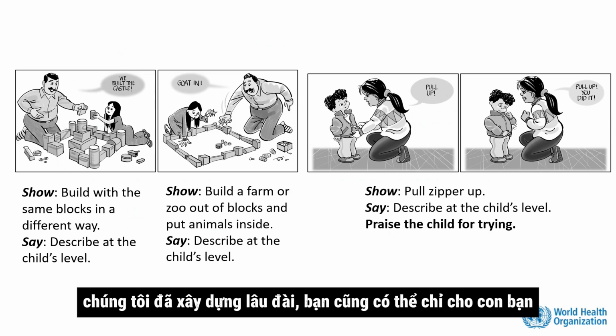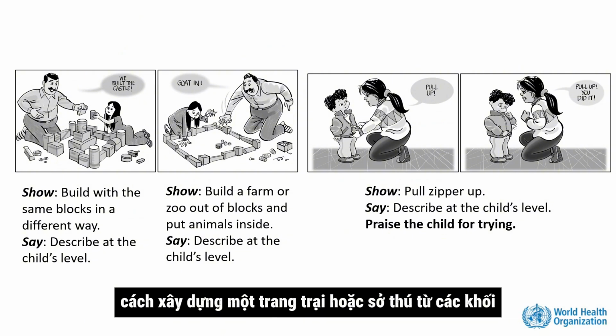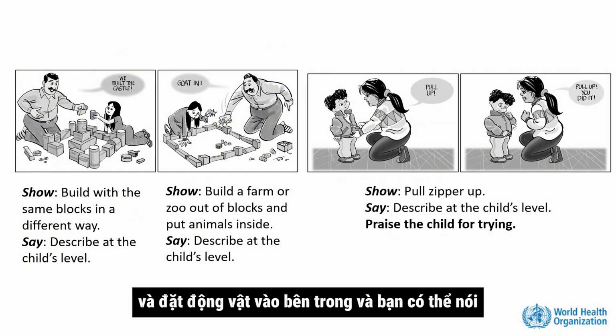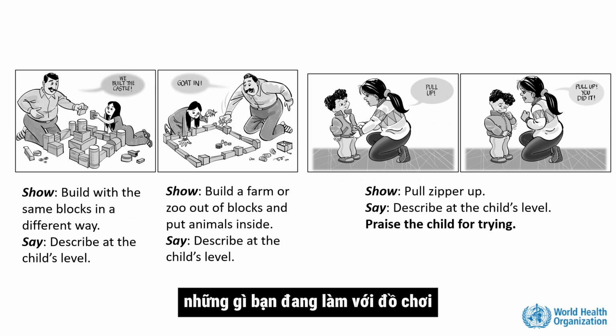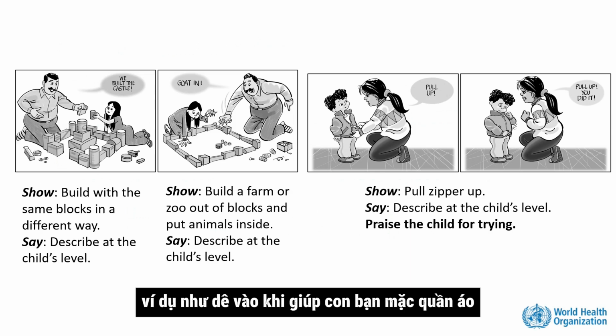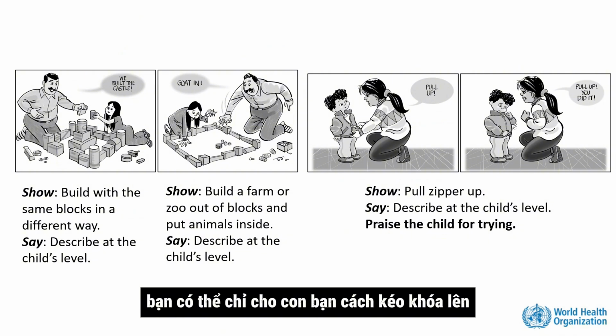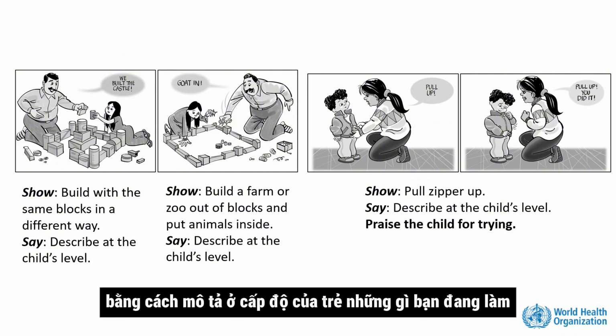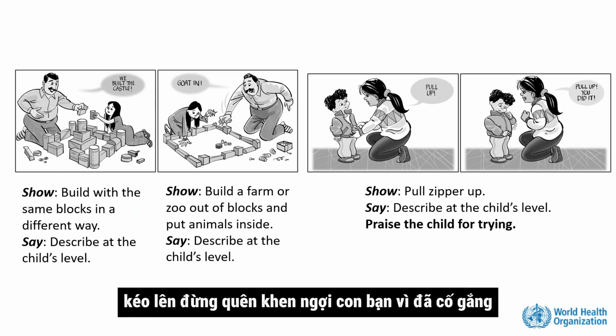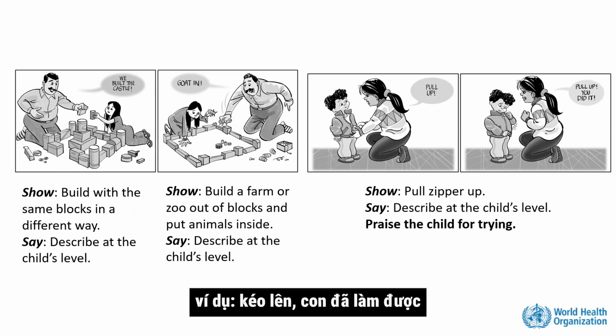We built the castle. You can also show your child how to build a farm or zoo out of blocks and put animals inside. And you can say, by describing at the child's level what you are doing with the toys. For example, goat in. When helping your child get dressed, you can show your child how to pull the zipper up, and you can say, by describing at the child's level what you are doing, pull up. Don't forget to praise your child for trying. For example, pull up. You did it.